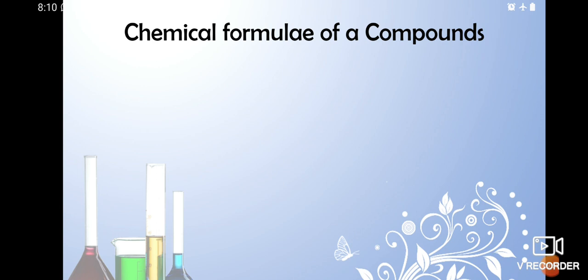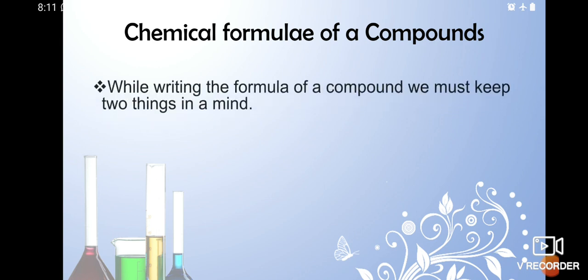If you have taken dissimilar elements, dissimilar elements meaning different elements, and combined them to form a compound, and now I am asking you to write the chemical formula for that compound, how will you write it? That we are going to learn: how to write the chemical formulae of compounds.